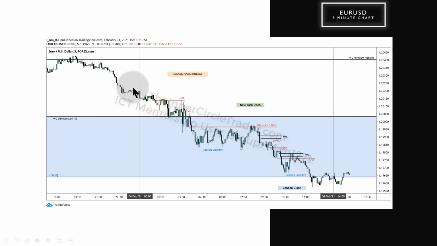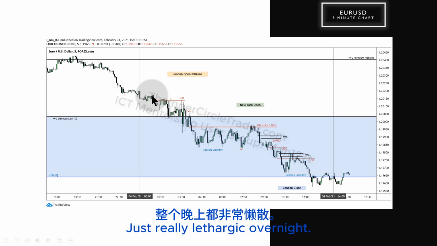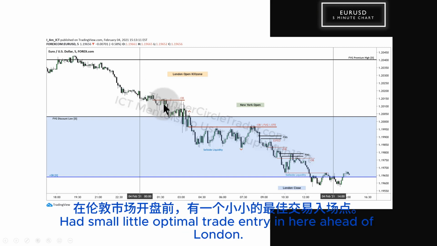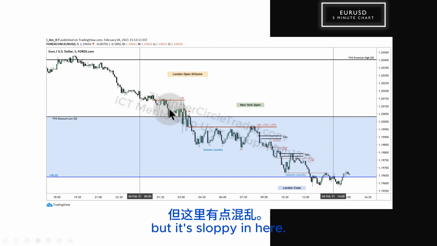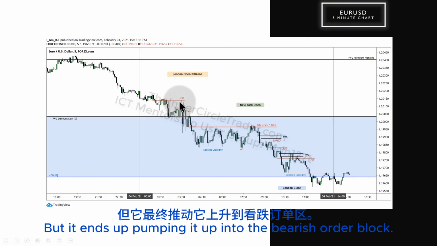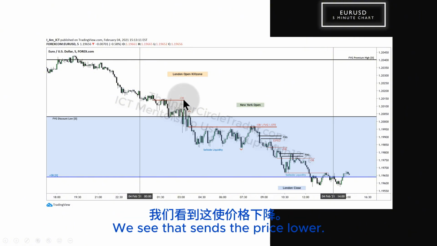Line open kill zone, just really lethargic overnight. Trading softer, we had a small little optimal trade entry in here ahead of London. Then we have a little bit of displacement, but it's sloppy in here, but it ends up pumping up into the bearish order block. We see that sends the price lower.